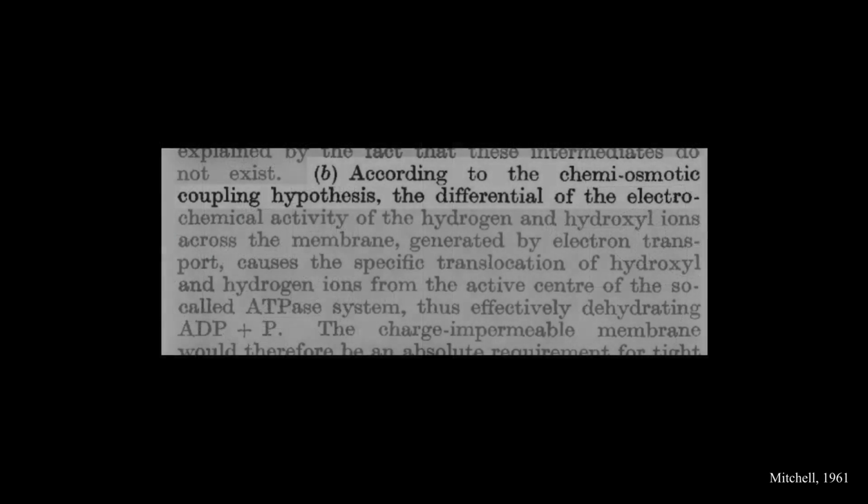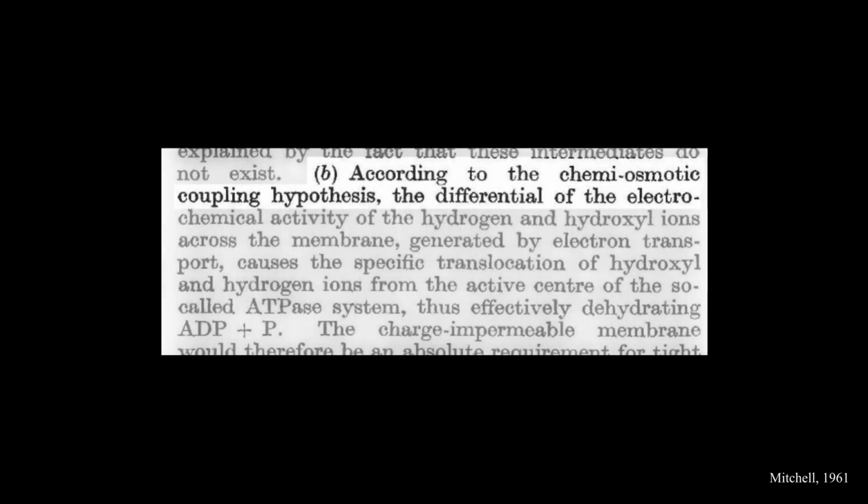As Mitchell explained, according to the chemiosmotic coupling hypothesis, the differential of the electrochemical activity of the hydrogen and hydroxyl ions across the membrane, generated by electron transport, causes the specific translocation of hydroxyl and hydrogen ions from the active center of the so-called ATPase system, thus effectively dehydrating ADP and phosphate.